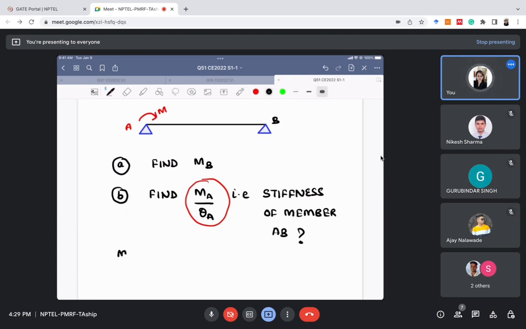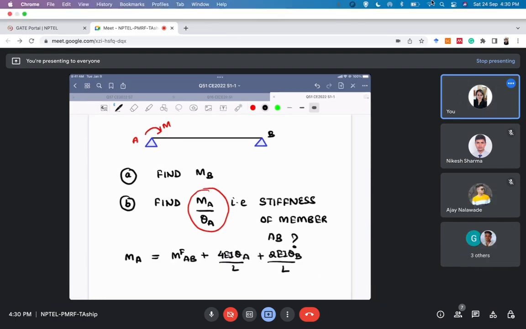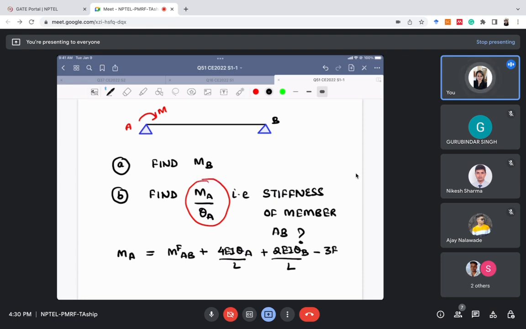So MA by theta will be simple. MA will be equal to, from the slope deflection equation, MFAB plus 4EI theta A by L plus 2EI theta B by L, minus 3EI delta over L. Since there is no sinking of support, delta will be 0 and the fixed end moment will be 0. Theta A and theta B will not be 0 in this case because both ends are hinged. If the end is fixed, then only theta A or theta B will be 0. So MA will be equal to 4EI theta A by L plus 2EI theta B by L.